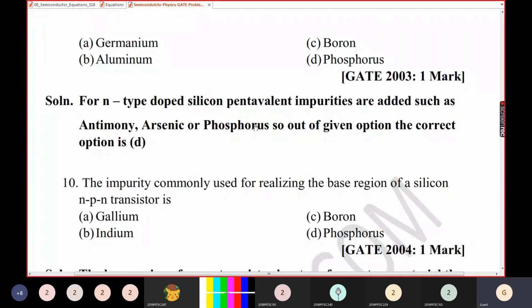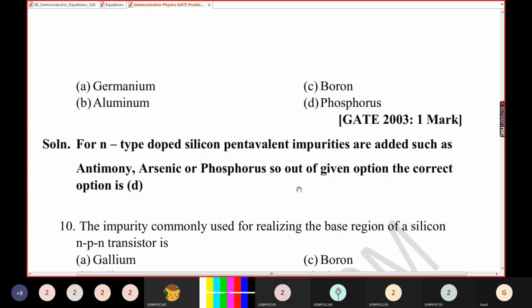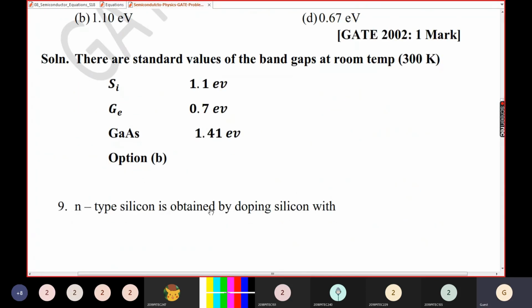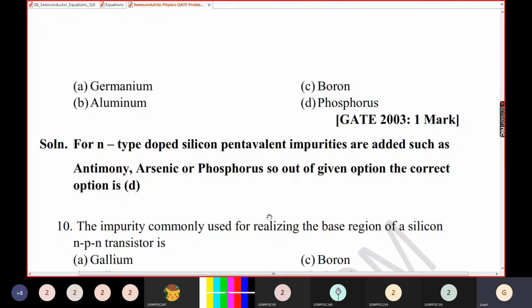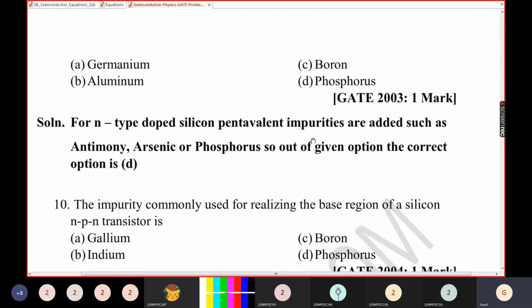Okay, now the ninth question. N-type silicon is obtained by doping silicon with what? Germanium, boron, aluminum, phosphorus, or neon? Automatically, N-type silicon, if it is doped with phosphorus, you will get the doping condition of silicon. That's what they have given here.